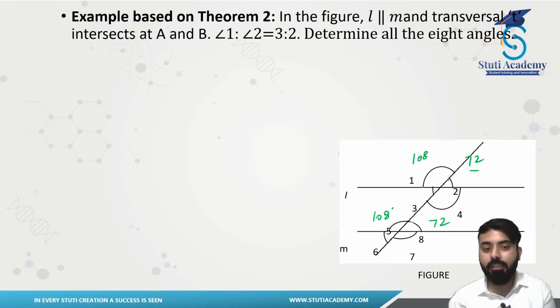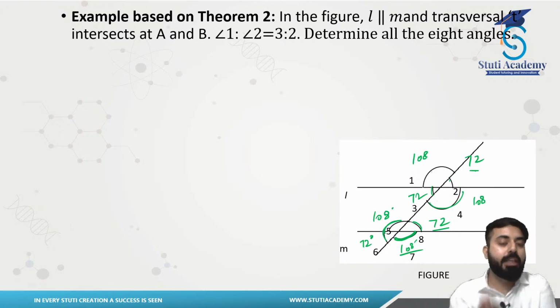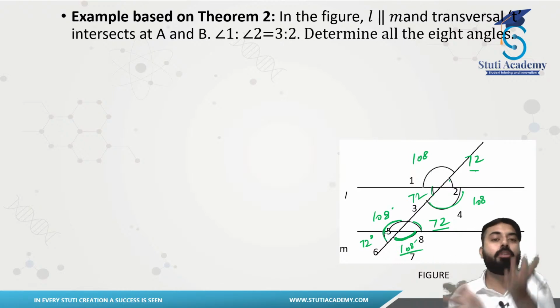Then I can take linear pair, this is 72, so this has to be 108, this is 108, this has to be 72. Now this is 72, so if I take linear pair here, this has to be 72 again. If this is 72, then this has to be 108 again because we are taking linear pair. So this can be done with that method also, or you can take the help of alternate interior angles.